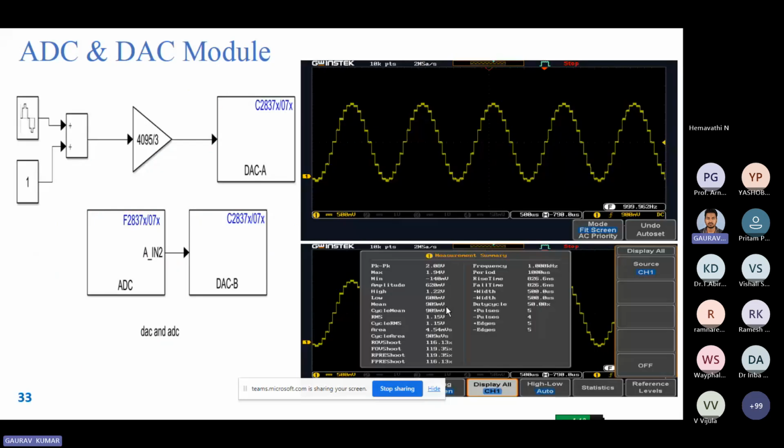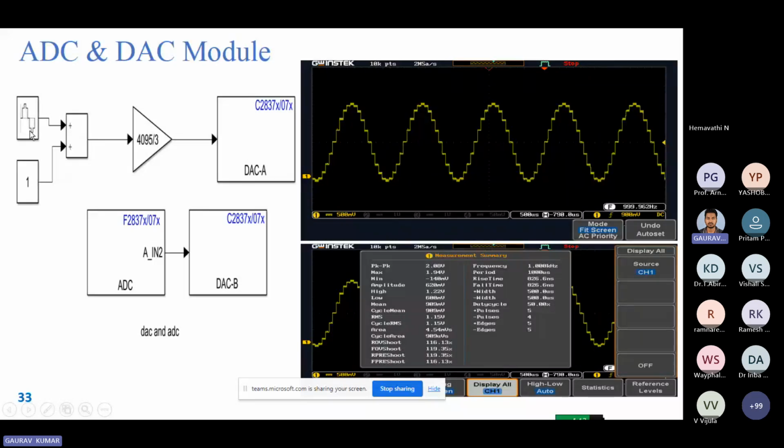Now we have the ADC and DAC modules. Suppose we want to see an analog value which we are giving; we can sense it through the DAC channel. So how will we send it? Firstly, we have to create some analog value. How will we create the analog value? With a sinusoidal signal. This is the sinusoidal signal.